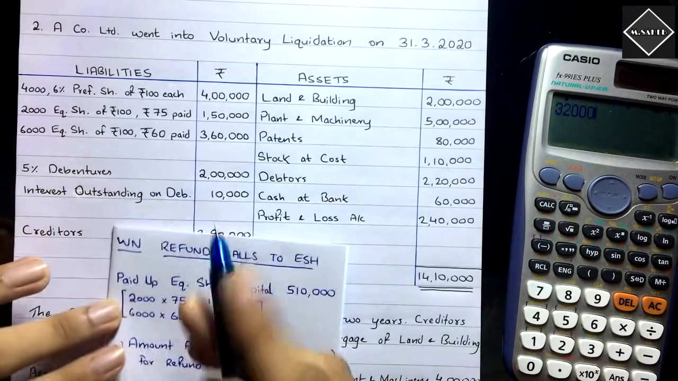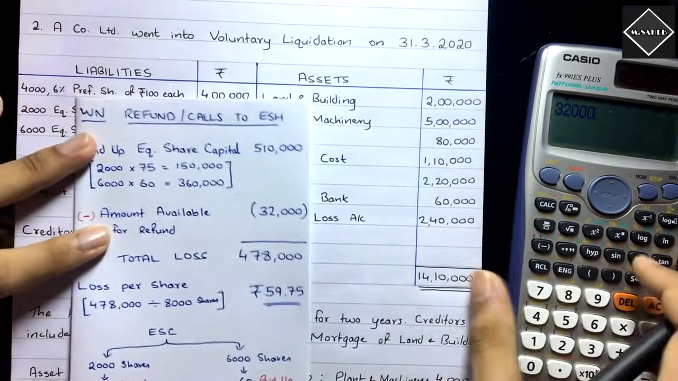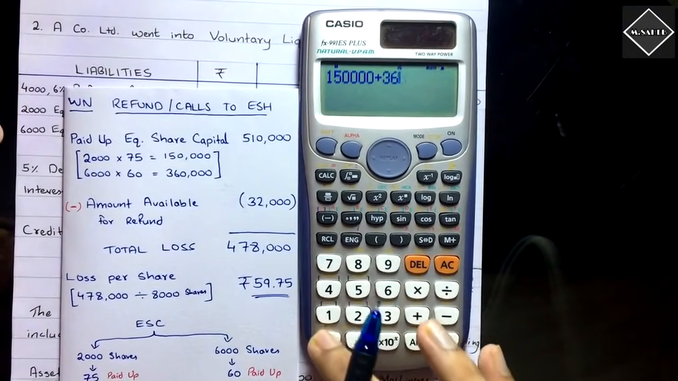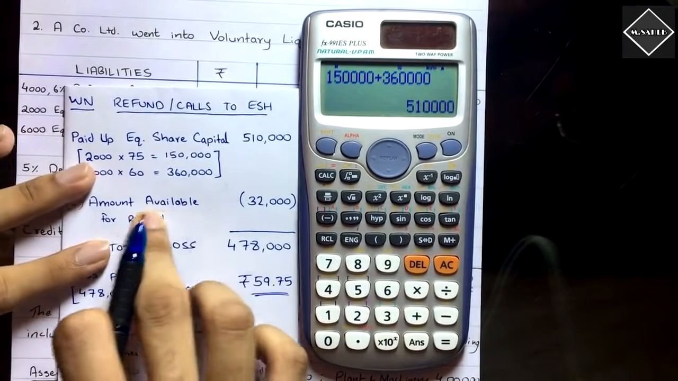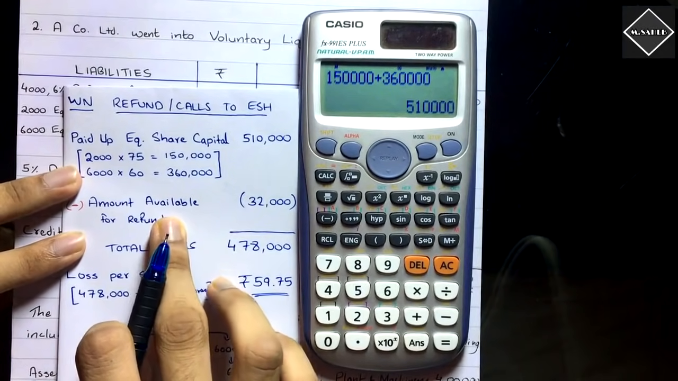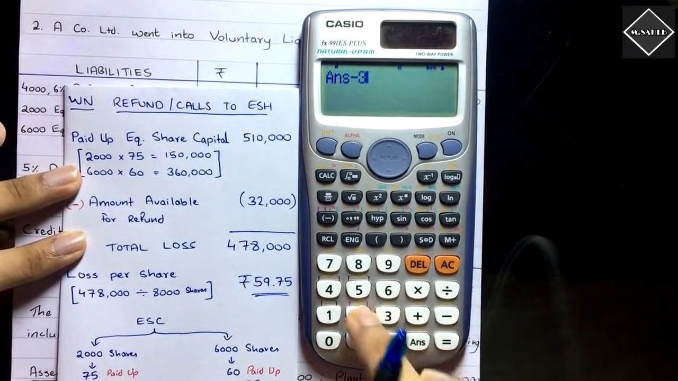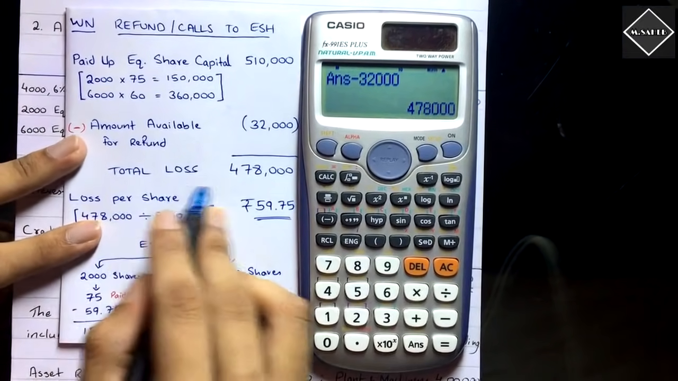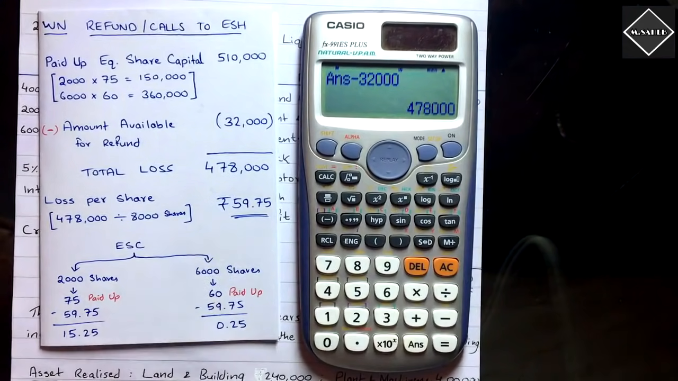It's very simple. See here, take this 1,50,000 and 3,60,000 and add it up. 1,50,000 and 3,60,000 added up, you will get 5,10,000. The total paid up capital is 5,10,000, right? But we have only the amount available for refund after doing receipt minus payments. We have only 32,000 available for refund. So minus that 32,000. So the total loss that has to be borne by equity shareholders is 4,78,000. How much? 4,78,000 is the total loss that has to be borne by equity shareholders.